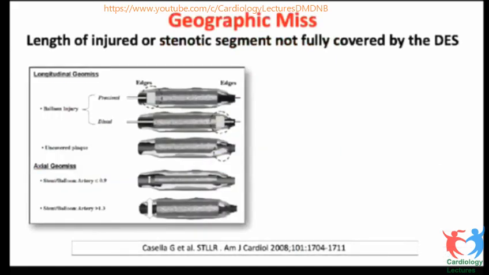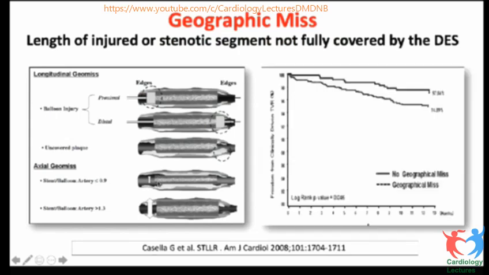So geographic miss is nothing but the length of injured vessel that is not fully covered by your stent. It occurs in two dimensions. One is your longitudinal geographic miss that results from balloon injury to the edge, or the uncovered lesion. And axial geographic miss is a wrongly sized balloon or stent. So this is your axial geographic miss. And geographic miss results in poor outcomes during your follow-up.